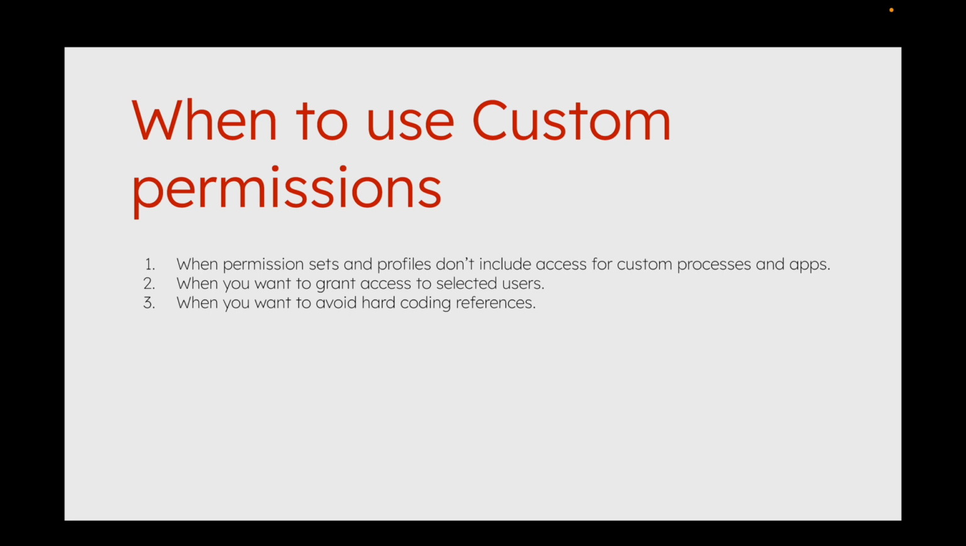Then when shall we use it? That's also already covered, but let's see. We use it when permission sets or profiles do not include access for custom processes or apps, such as validation rules, flows, or in an Apex class where we have some things to check, or if on a flexipage or LWC page we have a button that we want only some users to see, then we can use custom permissions. So when you want to grant access to selected users, we can use custom permissions, and when you want to avoid hard coding references, then also we can use custom permissions.